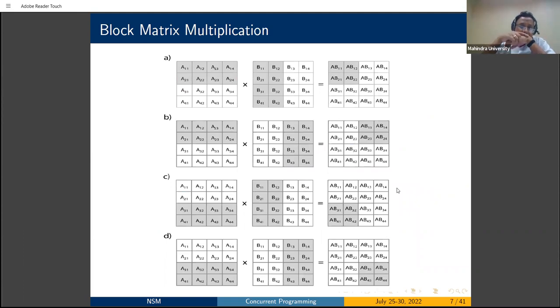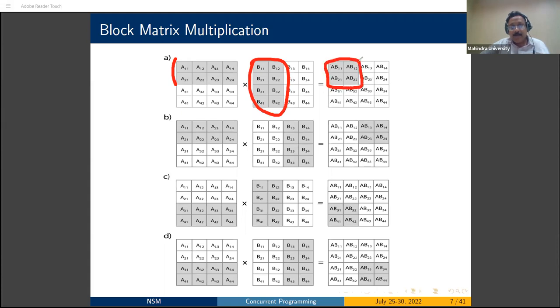Usually we can multiply matrices of any order. We can consider this particular block of matrix and multiply it with this block of matrix B, and we can get this particular block. Similarly, if we multiply this block of matrix with this block of matrix, we can get this one. Just like that, we can compute the whole result.